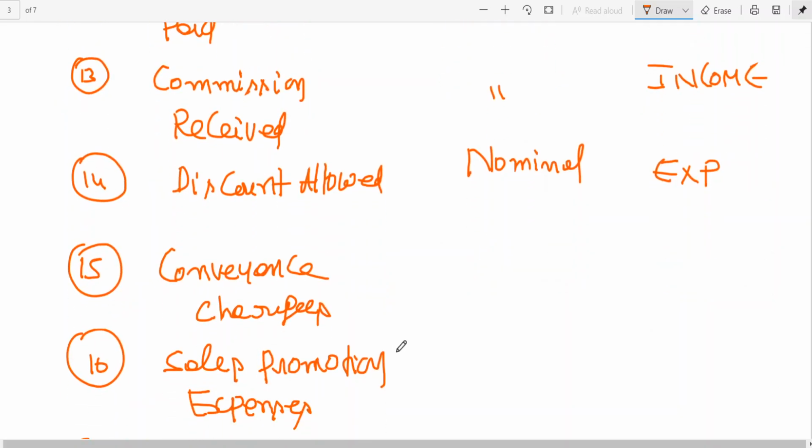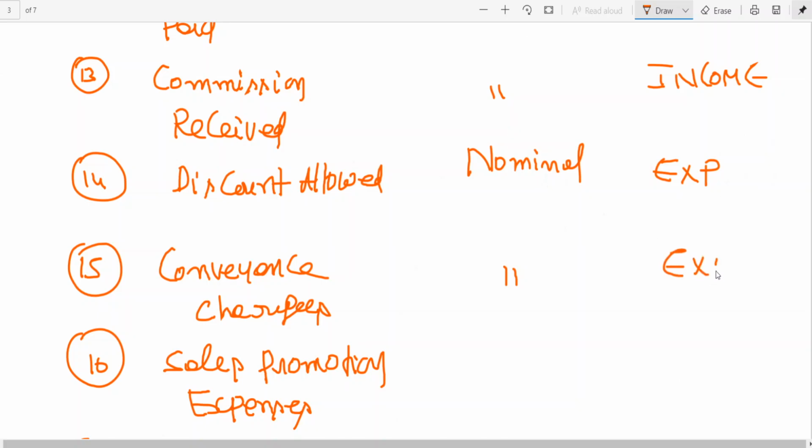Conveyance charges. There is a difference between traveling expenses and conveyance. Conveyance is like those who go to school by school bus or college bus, pick and drop. Nowadays, even for offices, they are giving cab facility, pick and drop. The expenses which they pay towards pick and drop are called conveyance charges. So it is a nominal account expense.